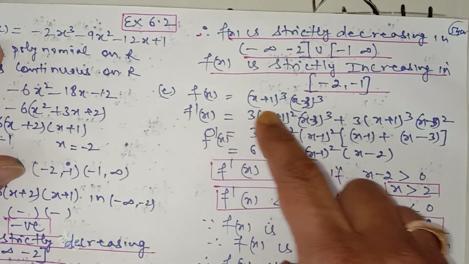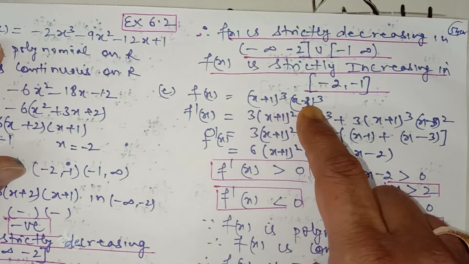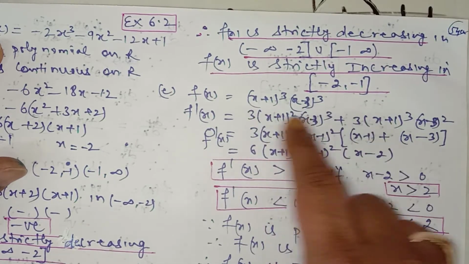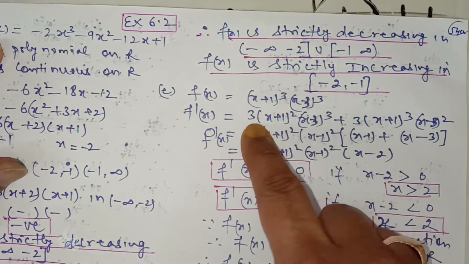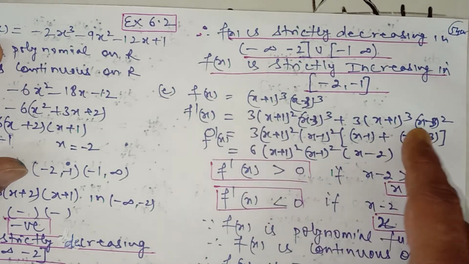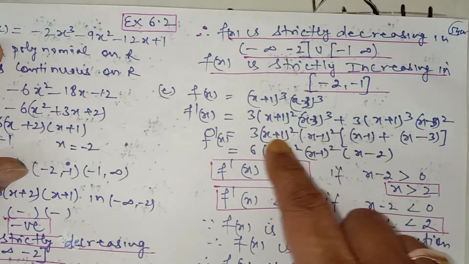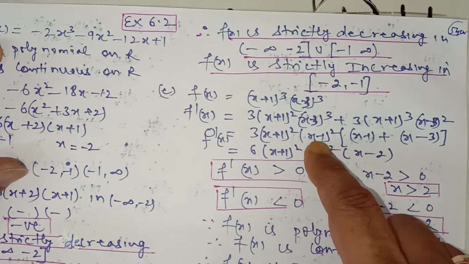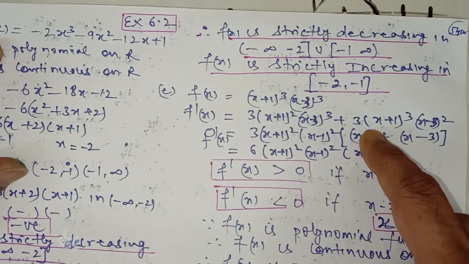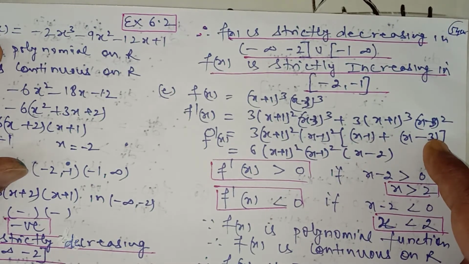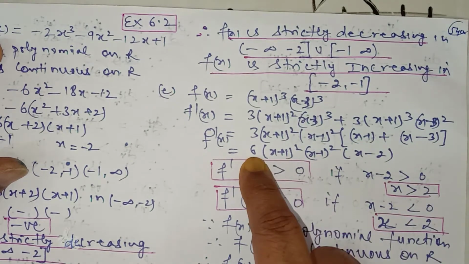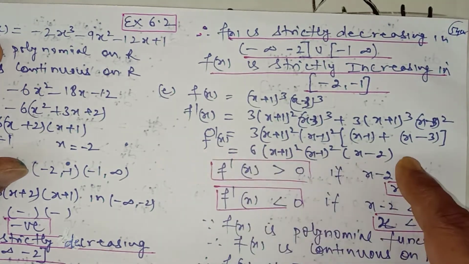Now in the E part, (x + 1)³ (x - 3)³, do the derivative smartly using the product rule. See what you are getting common in this. We are getting common (x + 1)², (x - 3)² in the bracket. It will become (x - 1) + (x - 3). So it will be 2x - 4. So take 2 common, it becomes 6(x - 2) as the derivative.